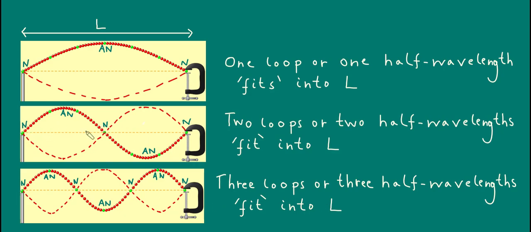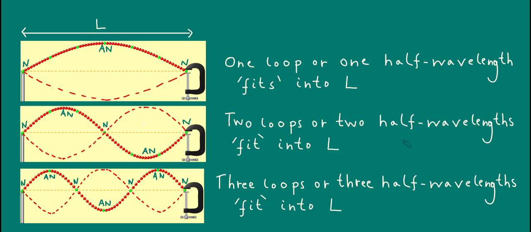So because the ends of the string are fixed, i.e. they have to be nodes, this places a constraint on the number of loops or the number of half wavelengths that we can fit into this distance L, right? We're allowed to fit in 1, 2 or 3 loops, or 15 loops, or 79 loops, right? We can fit in a whole number of loops or half wavelengths, but we're not allowed to fit in 1.5 loops or 2.75 loops. You can try this out for yourself to convince yourself that it's not possible.